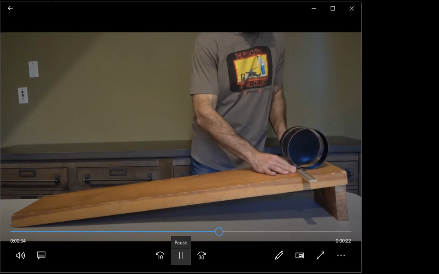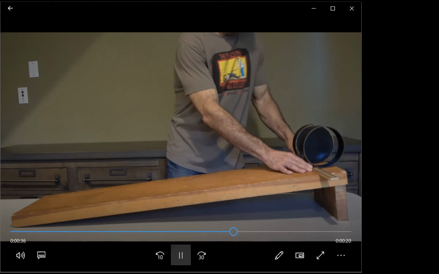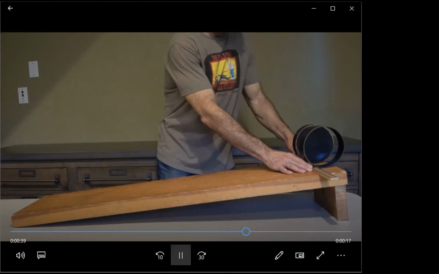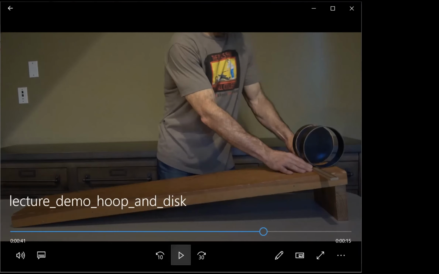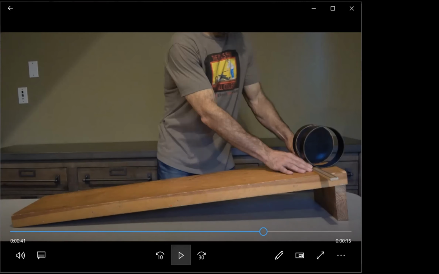Now we're going to have a race. Pause the video and predict which one will get to the bottom first. Place your bets. It's 462-0, but we're rooting for the underdog this year. Let's see.